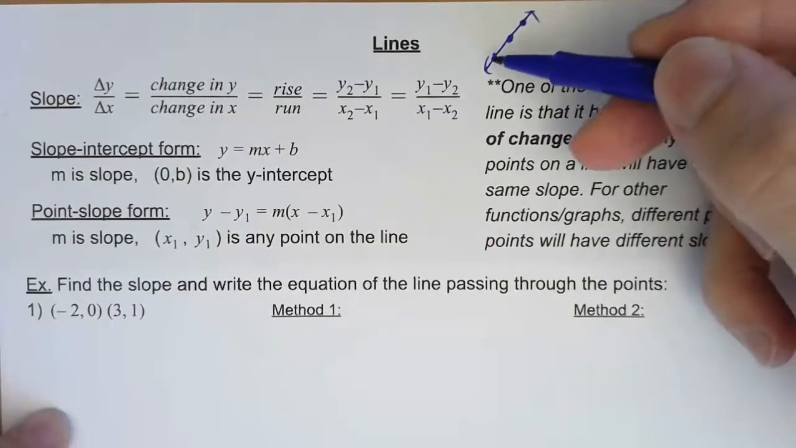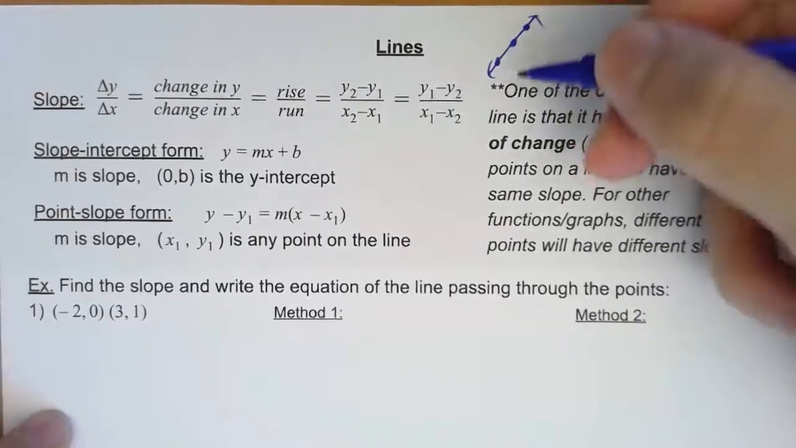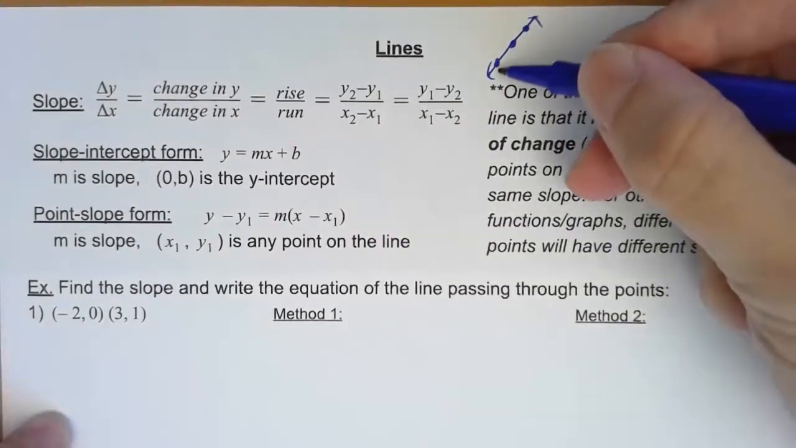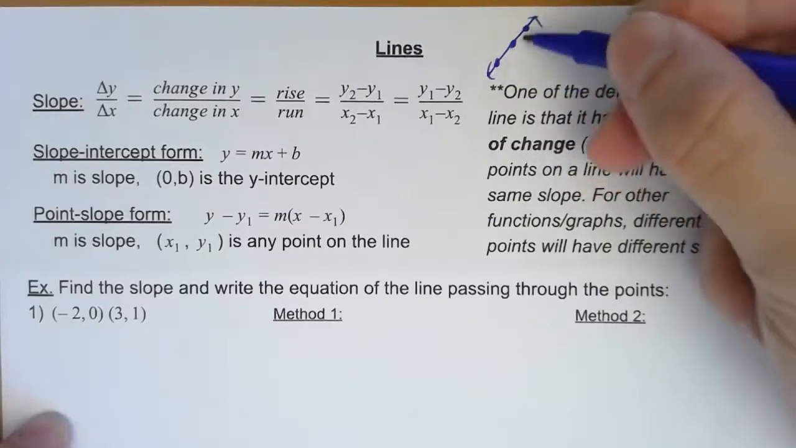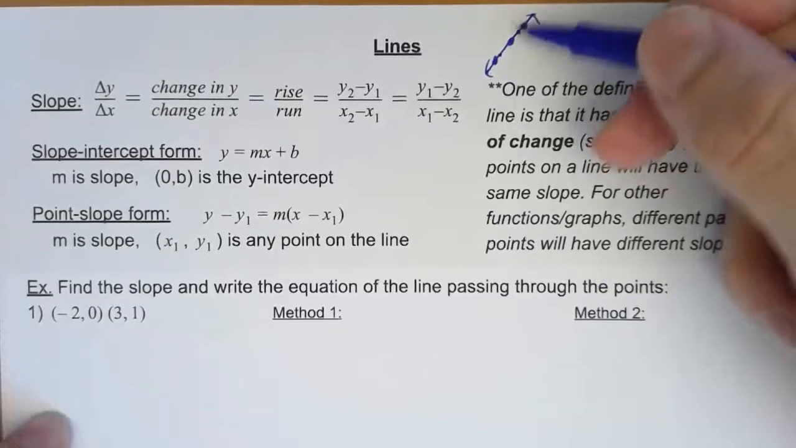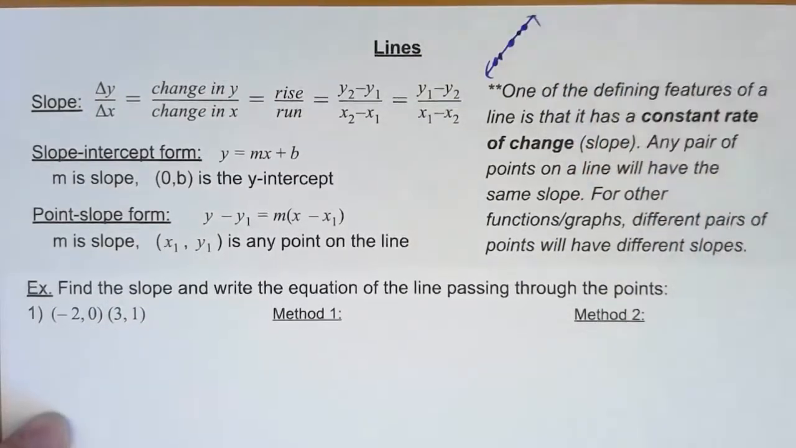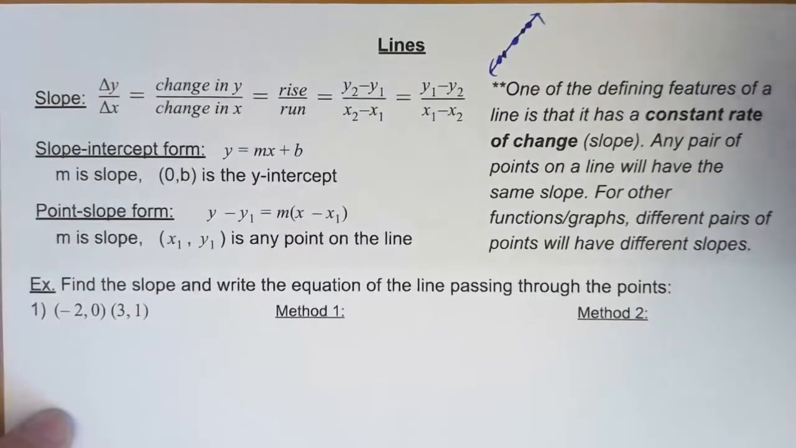So if you look at a line and you look at any pair of points on that line, the slope between those points will be the same. It doesn't matter if I pick this pair of points or that pair of points. I could put another point here, and any pair of points I look at and find the slope between those points, it will be exactly the same if it's a line. So it makes a line a line.